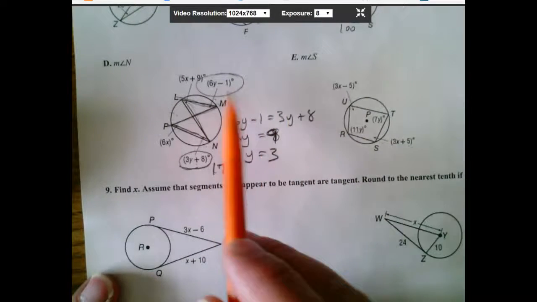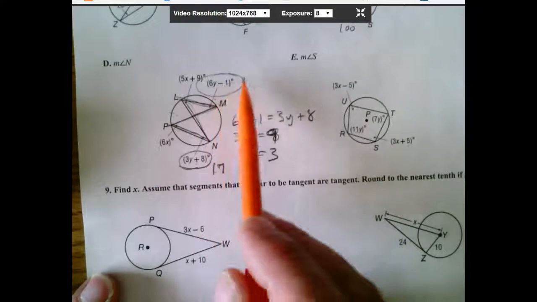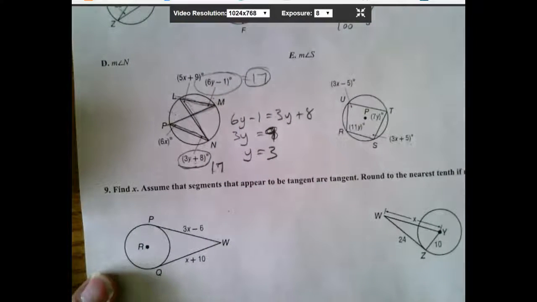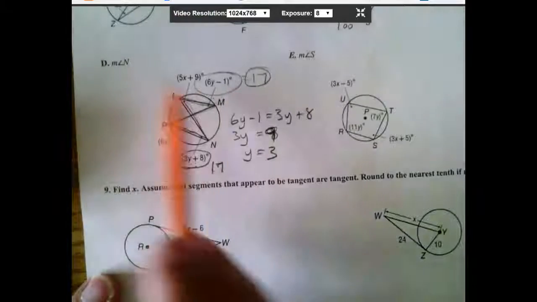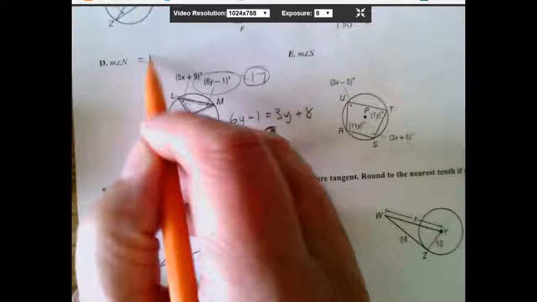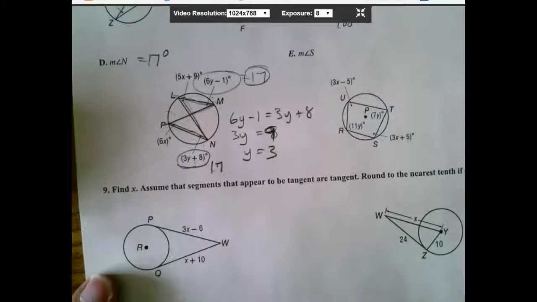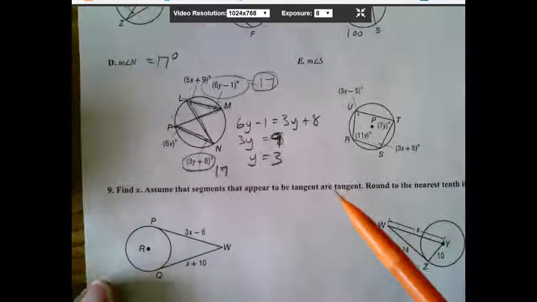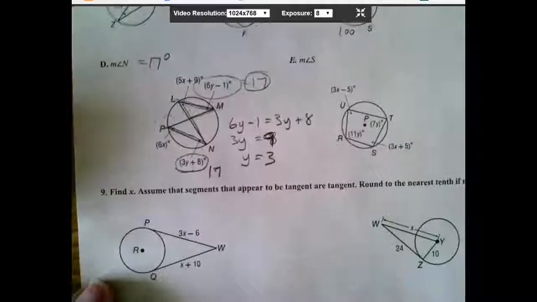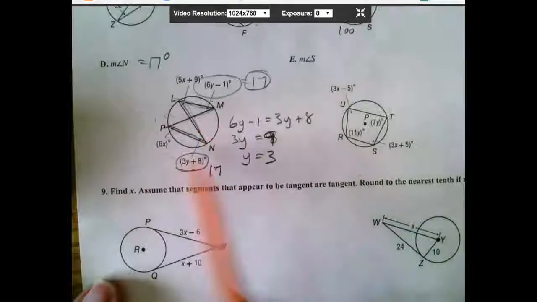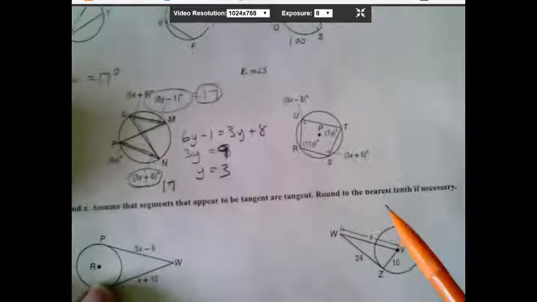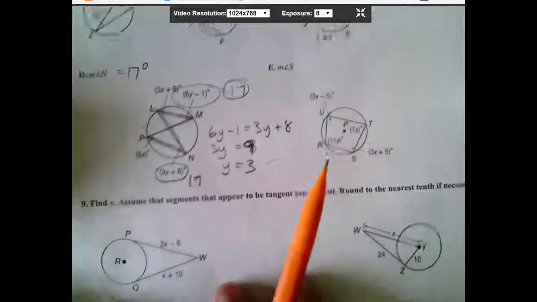Okay, then we go over here. 3 times 6 is 18 minus 1 is 17. So we'd solve for y, and then we'd plug it in, and we'd see this measure is 17 degrees. Okay, then we could say 34, right? 34. And then we could figure out these other ones if we wanted to as well. That's kind of what I wanted to show you on that. We can do this one in class if you want.